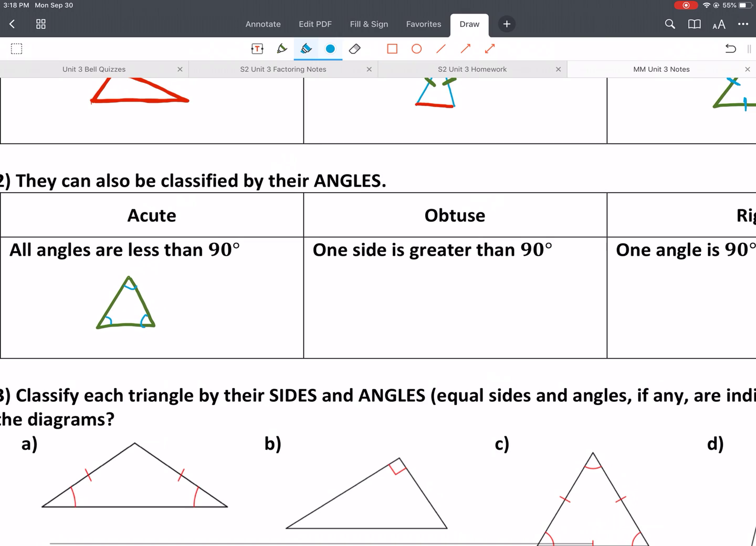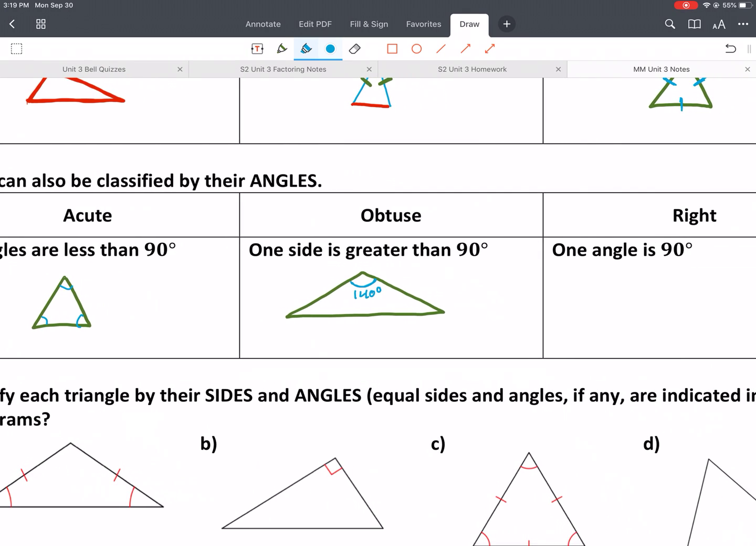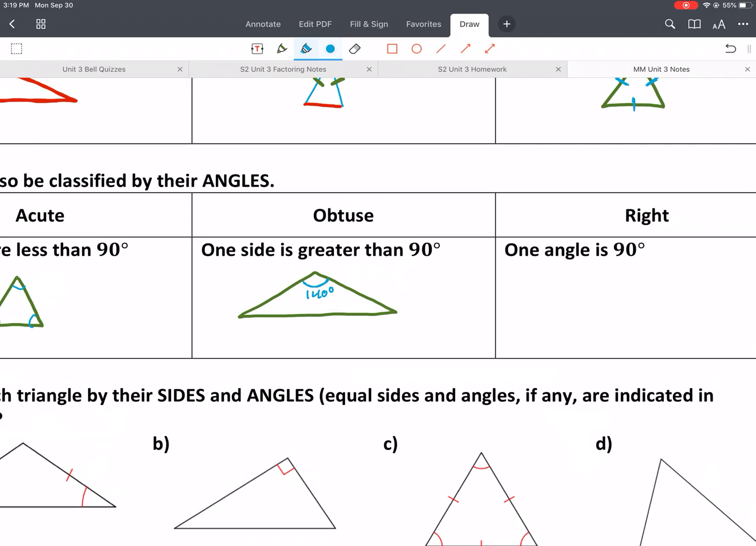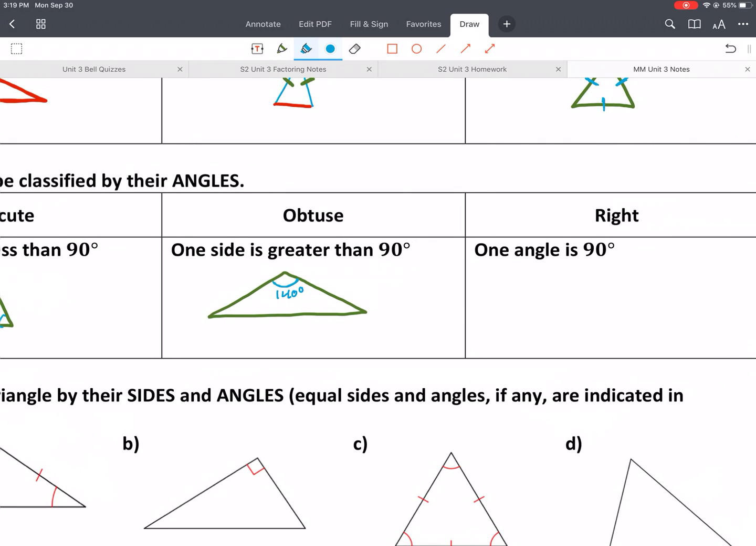Obtuse is where one of the angles is greater than 90. So this top angle would maybe be, I don't know, 140 degrees, or something like that. That would be greater than 90, and so we'd be able to say it's obtuse. We just need to make sure that one of the angles is obtuse. You actually can't get more than one angle that is greater than 90.